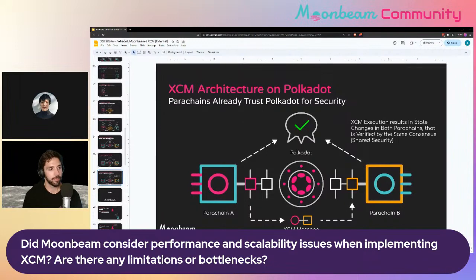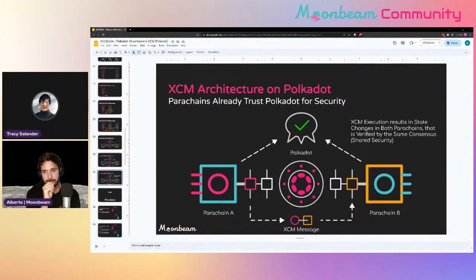Next question is about, is the implementation of XCM affected by off-chain activities such as oracles, dApps, etc. on the Moonbeam network? Are there any security risks or potential attacks?